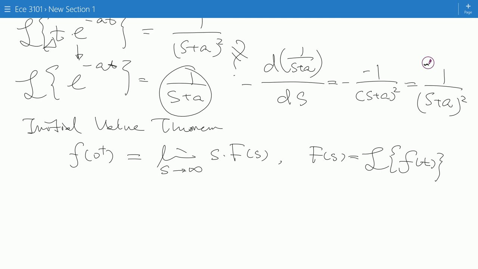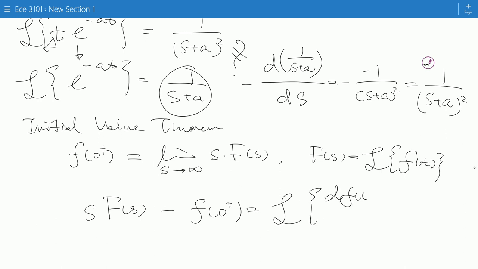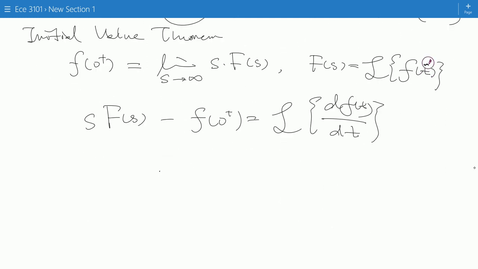And the way to prove this is through definition and the fact that the Laplace transform of the differentiation is calculated as: this is the Laplace transform of df of t over dt, right? And this is equal to what?